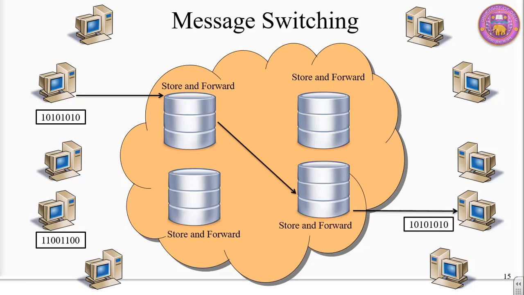Similarly, this happens in this case. So the store and forward facility shall hold the message till they find that the path is clear or the path is available. The moment the path is available, it will transmit the message to the next intermediate node or device.